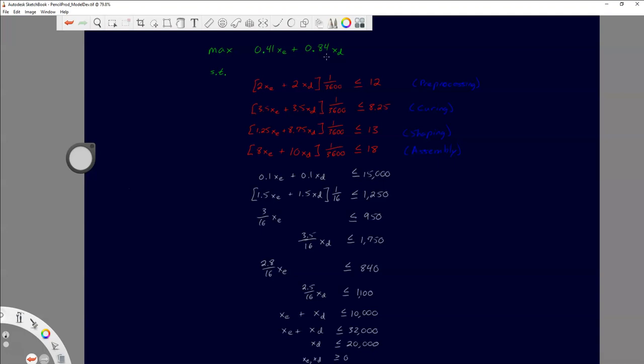So hopefully this all helps you to understand where we're going from a problem statement to a mathematical model, and then stay tuned and look out for future videos where we'll be looking at how to solve this model.